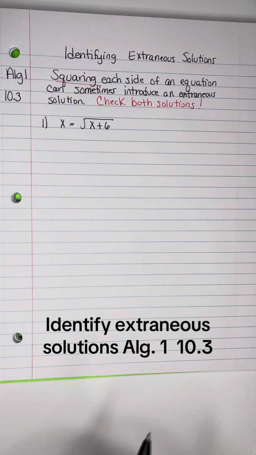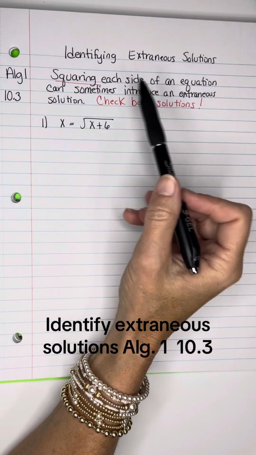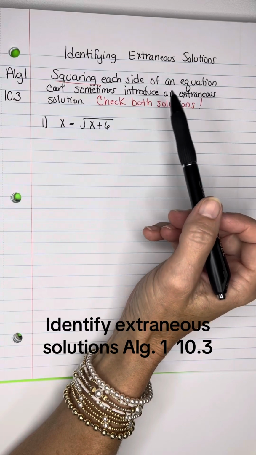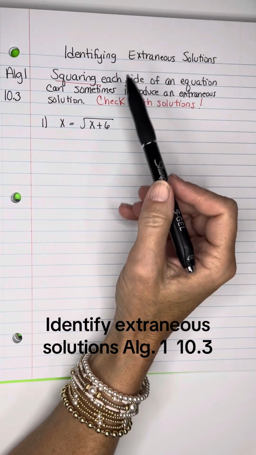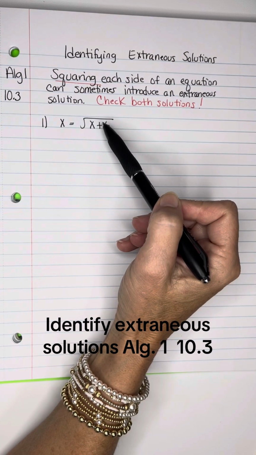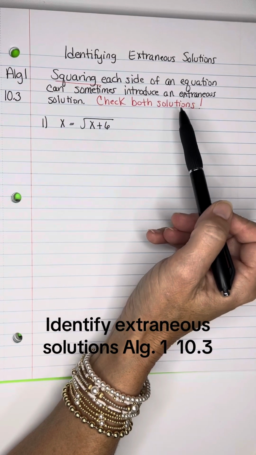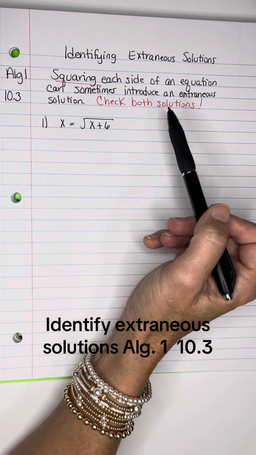Identifying extraneous solutions. When you square each side of an equation, you can sometimes get an extraneous solution. So if you square both sides, like we're going to do in this problem right here, you better check both solutions. One of them may not work. You have to make sure.